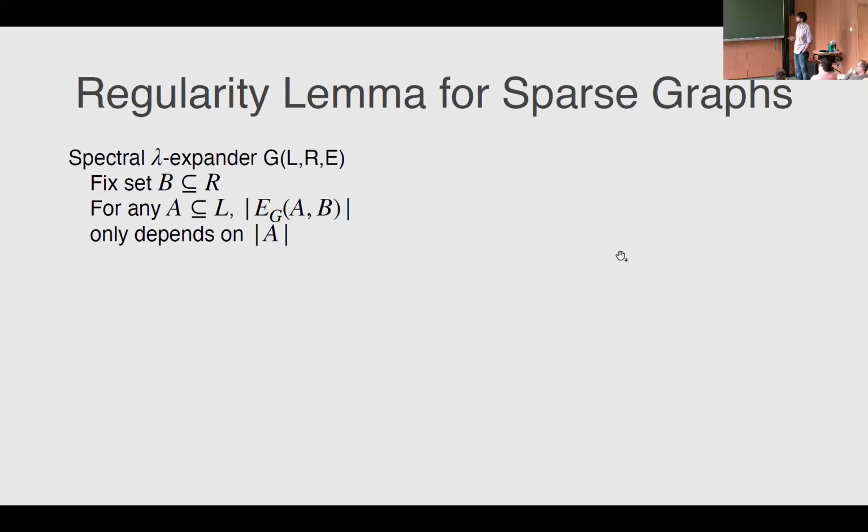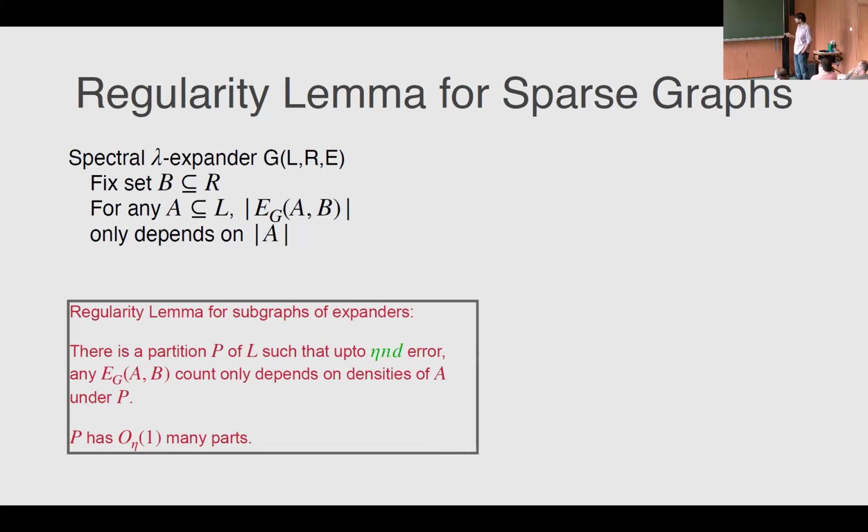Expander mixing lemma says that for any two sets A and B, the edge count only depends on the size of A, the size of B. It doesn't matter what those sets exactly are. And analogously, we have this sparse graph regularity lemma, which says that there is a partition P of L. Now the error is eta times N D, so it's normalized correctly. Previously, the error was eta times n squared, such that this edge count only depends on the densities of A under this P.